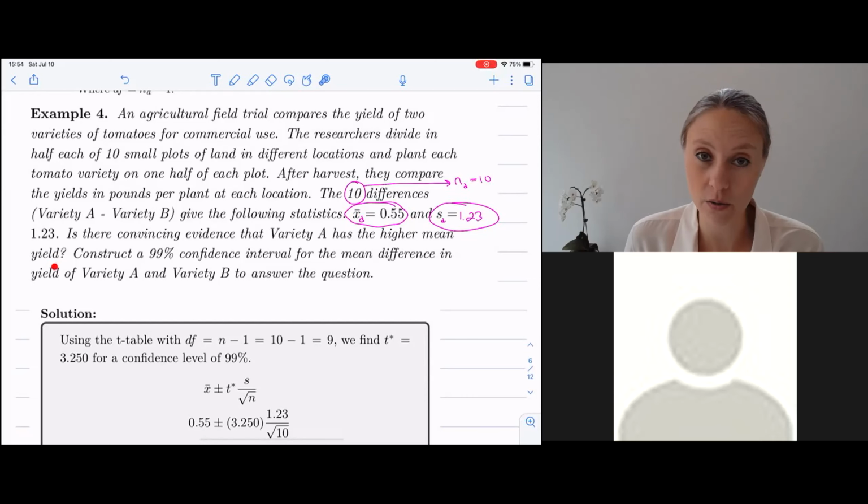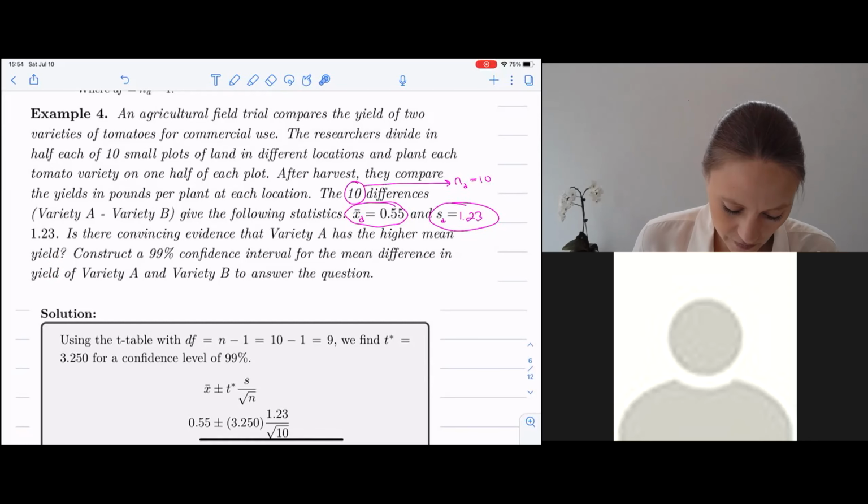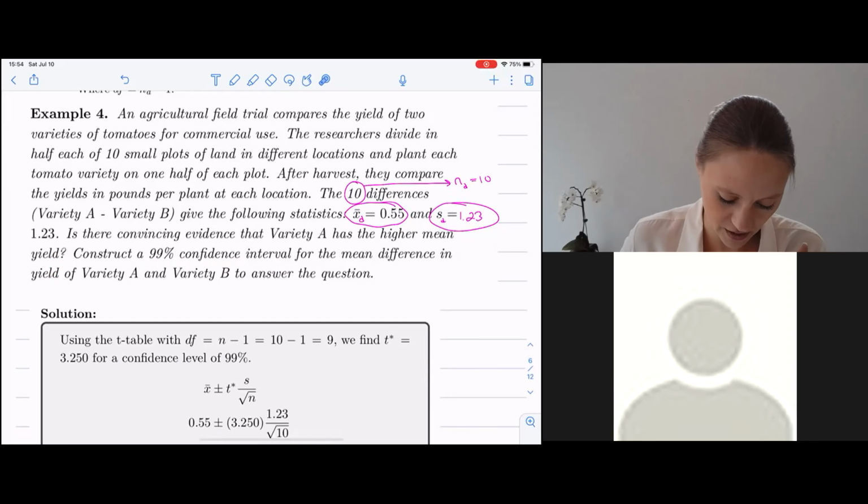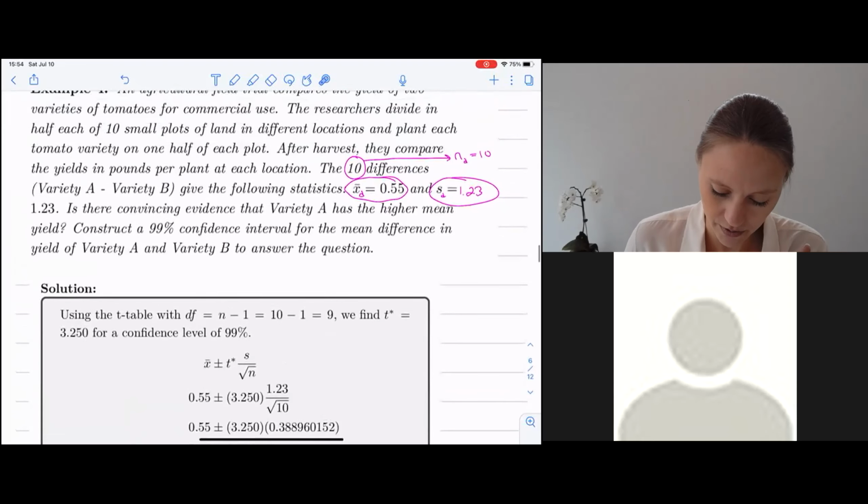And like I said, we can go through and do the hypothesis test. We won't, but I'm going to use the confidence interval to answer the hypothesis. Okay? Construct a 99% confidence interval, so that is what we will do using this information.